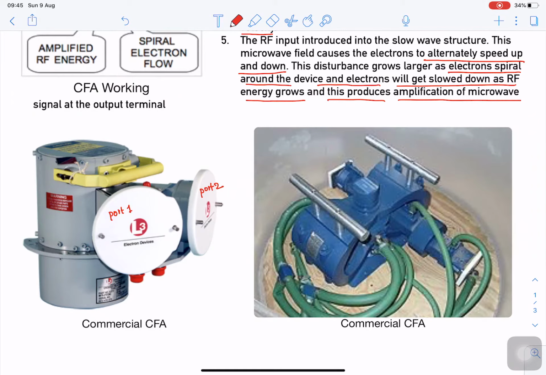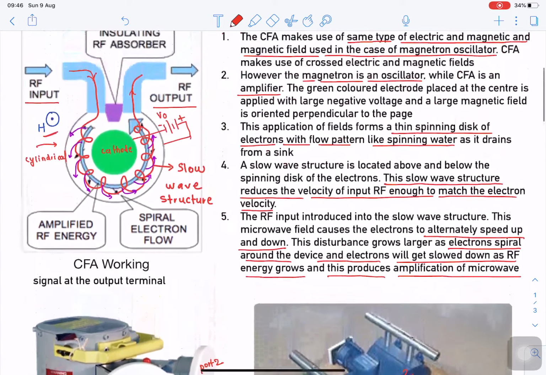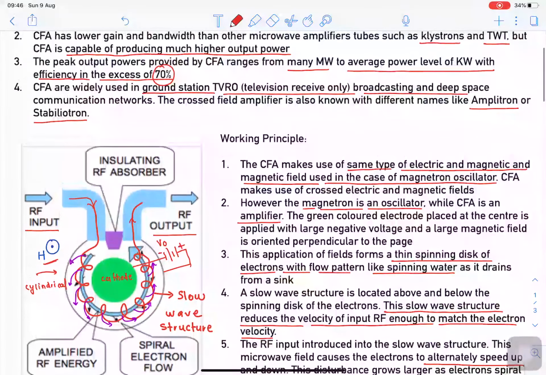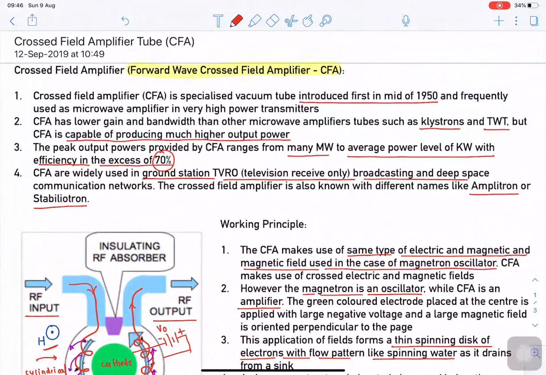On the right hand side there is another diagram showing a commercially available cross field amplifier. Here you see the cables running at the two ports. This is port number 1, through which the microwave signal is entered for amplification, and from the other port number 2, where the cable is connected, the microwave signal is taken out, amplified in nature. So this is the simple construction, block diagram, working principle and application of the cross field amplifier.